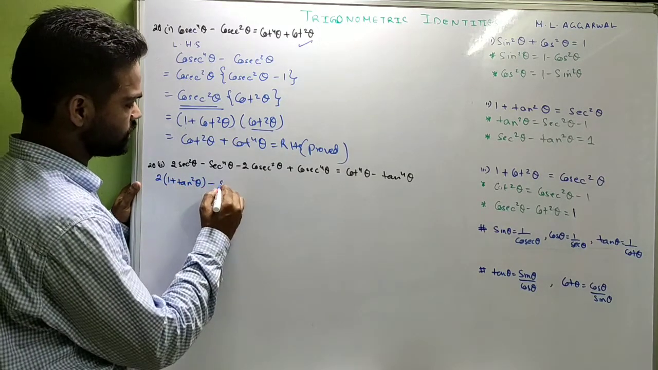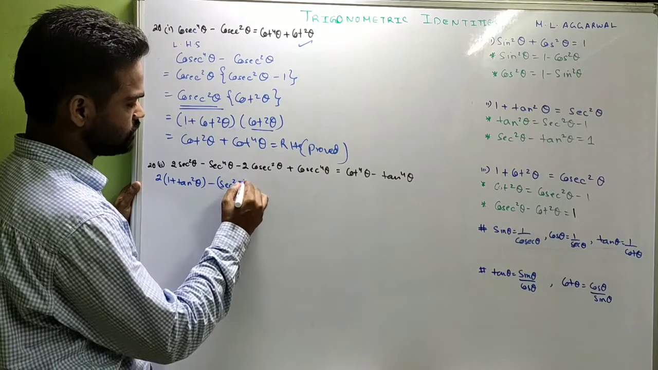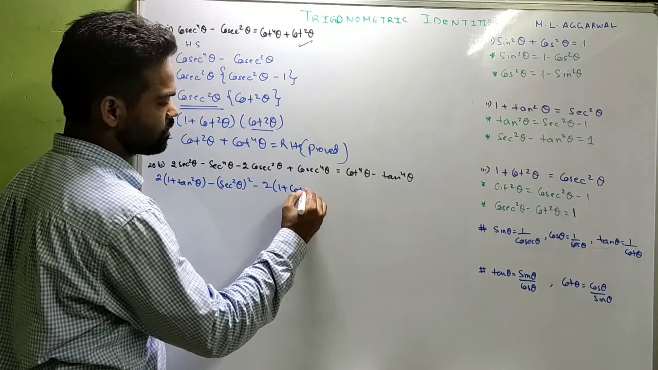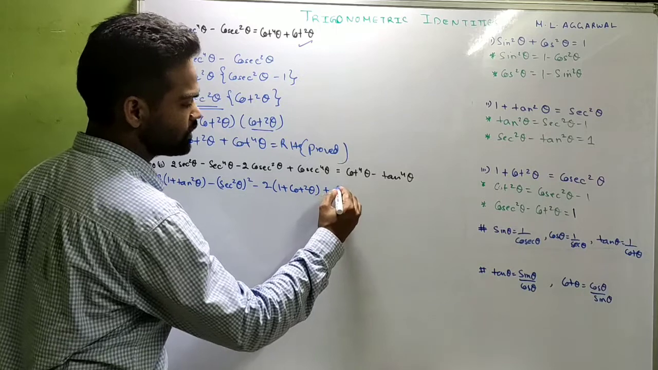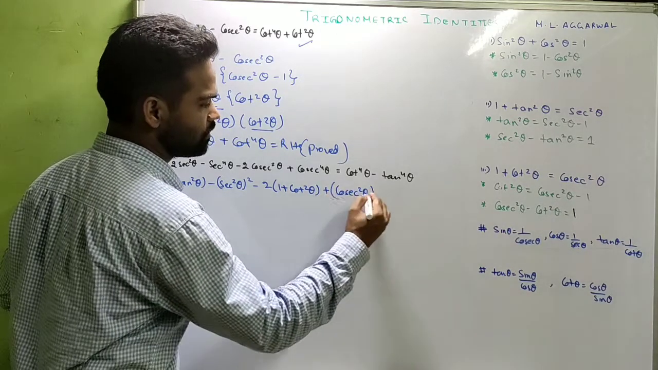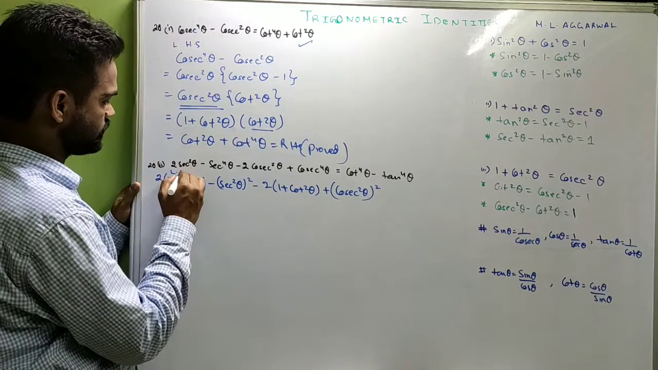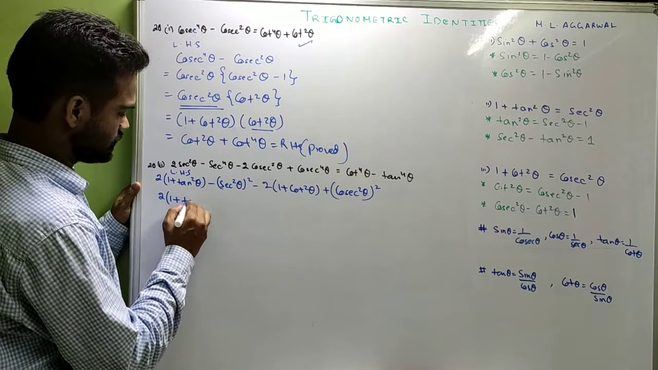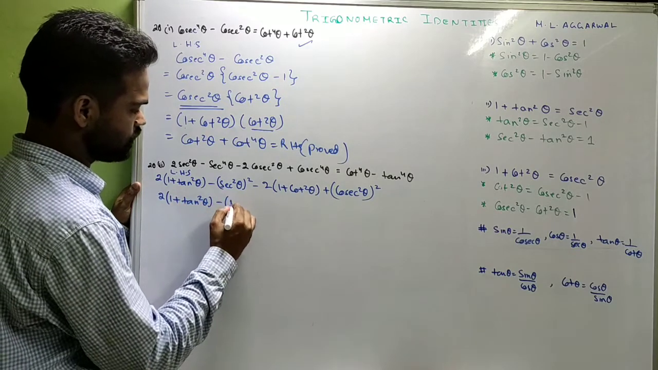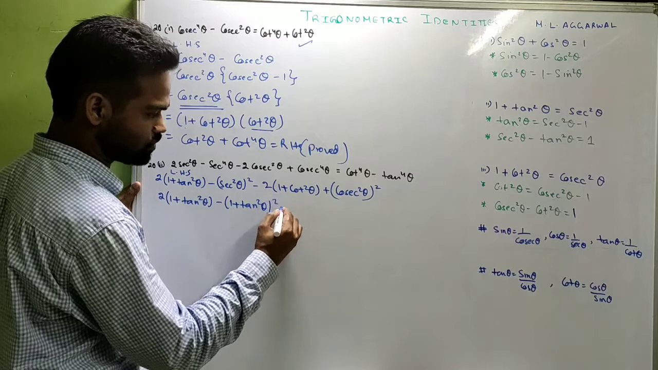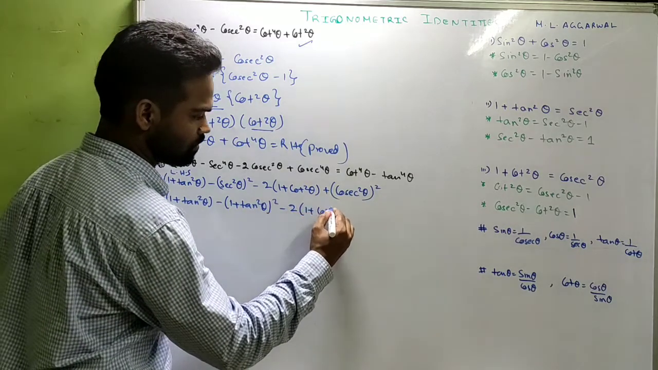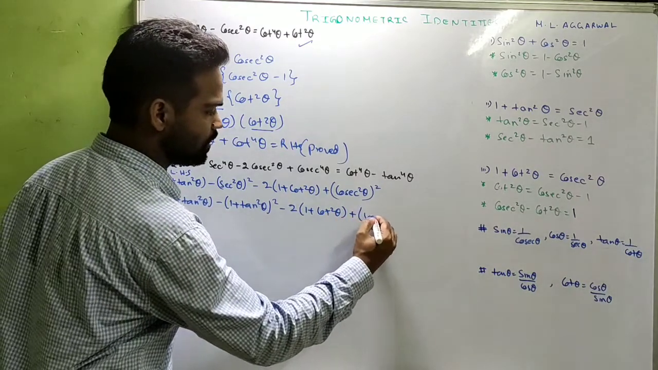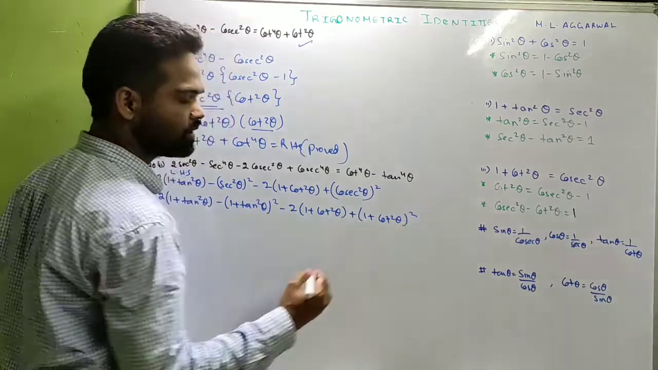Similarly, sec to the power 4 theta I can write as sec square theta whole square. Minus 2 cosec square theta, I can write 1 plus cot square theta, plus cosec to the power 4 theta, I can write cosec square theta whole square. This is my LHS. Now just look carefully. This is 2 times 1 plus tan square theta minus, this is 1 plus tan square theta whole square, minus 2 times 1 plus cot square theta plus, this is 1 plus cot square theta whole square, isn't it?